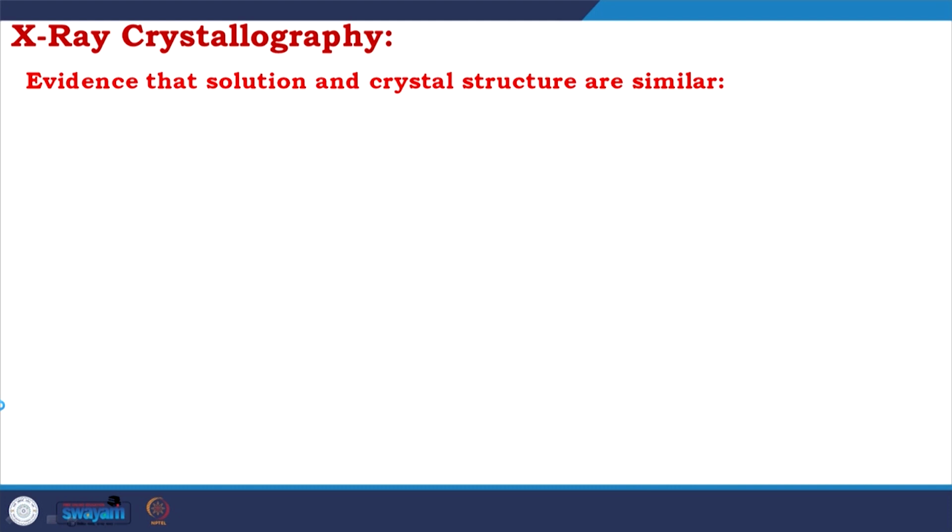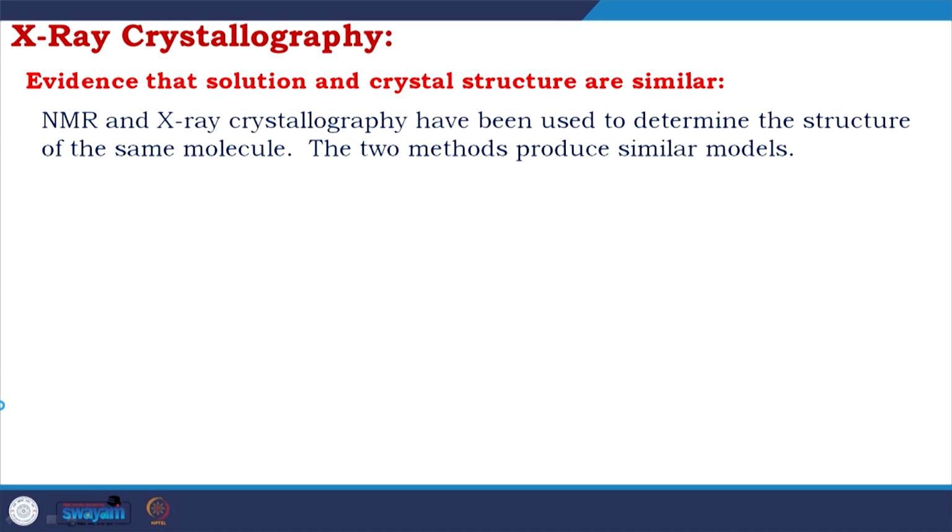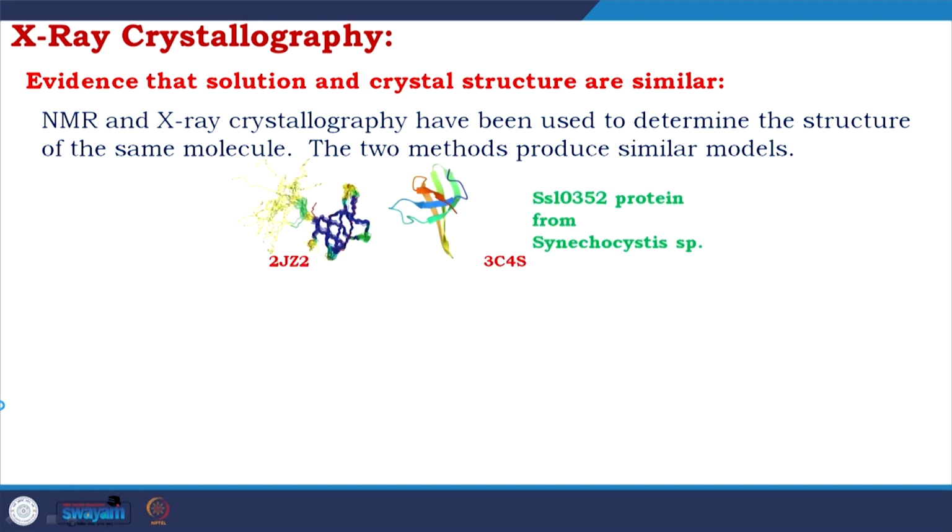X-ray crystallography, as I told, evidence that solution and crystal structures are similar: when people have done structure solution using NMR and X-ray, the two techniques. X-ray, as I already told, takes protein and makes it in frozen condition, whereas NMR deals with protein in solution. When people have taken the same molecule solved by two techniques, they have found that these structures are similar.